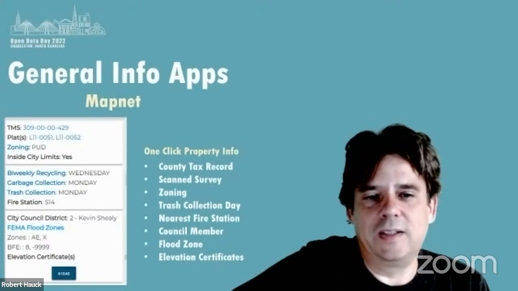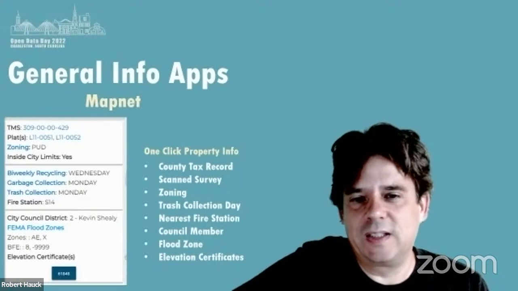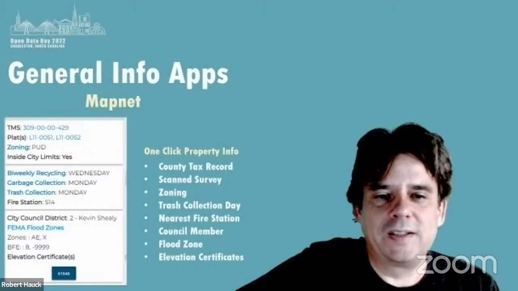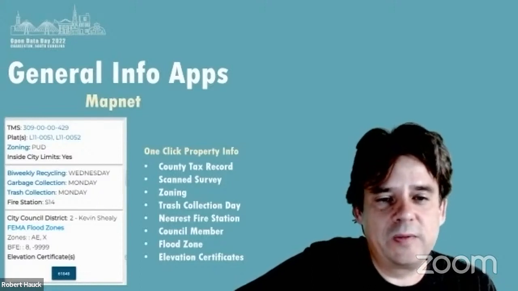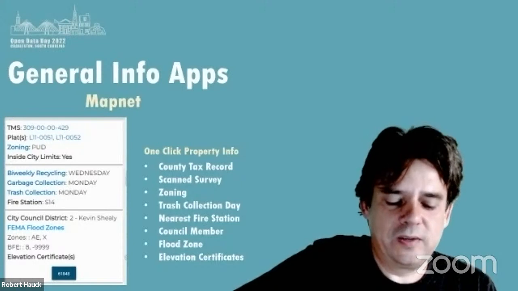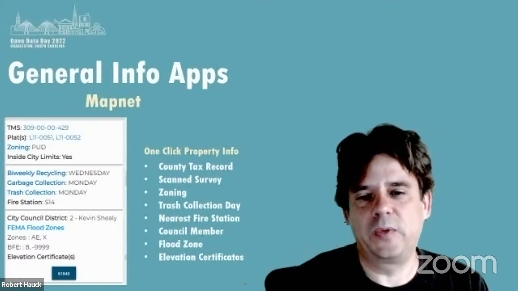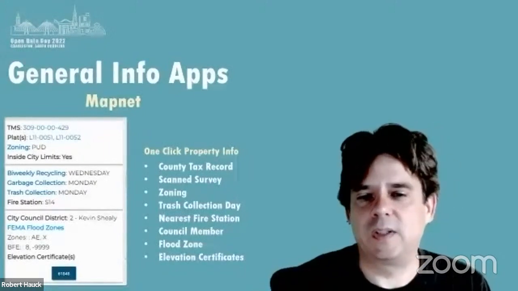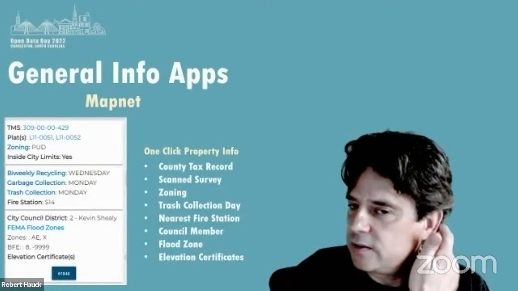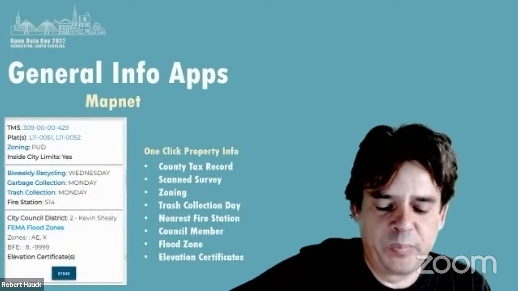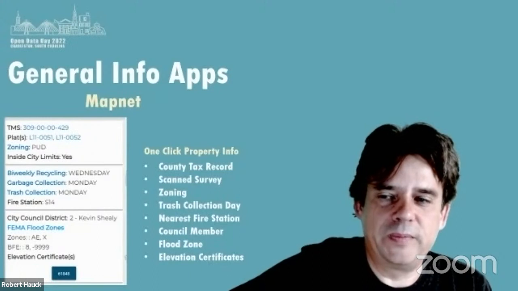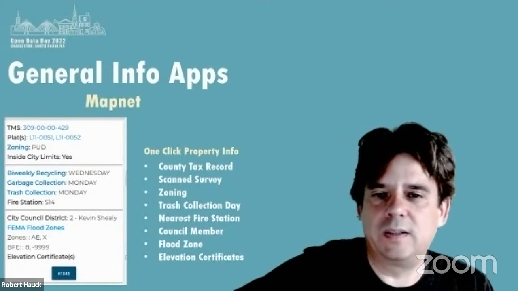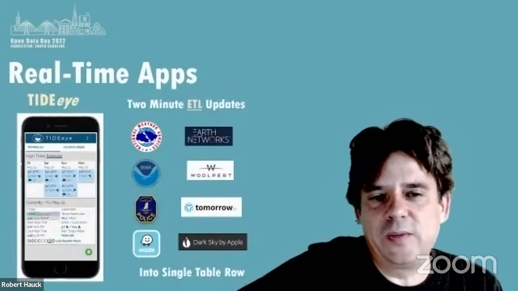Zoning data, your trash collection day, recycling day. Recycling is coming directly from the county GIS system. Your nearest fire station, your council member, flood zones, and recently you can directly get your elevation certificate if it's in our new document management system. That box at the bottom will actually open up the PDF of that elevation certificate. And that's another thing that used to take a lot of staff time. You'd have to request it and wait on it, and staff would have to process it. So that was a big thing that happened last year.